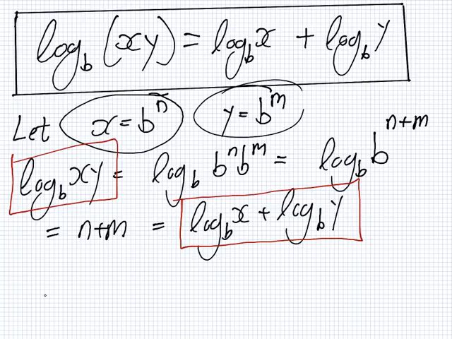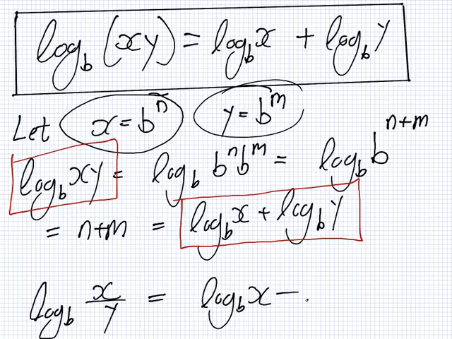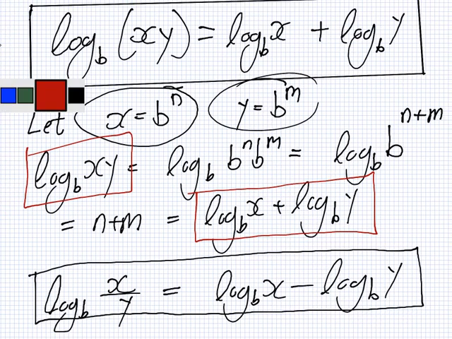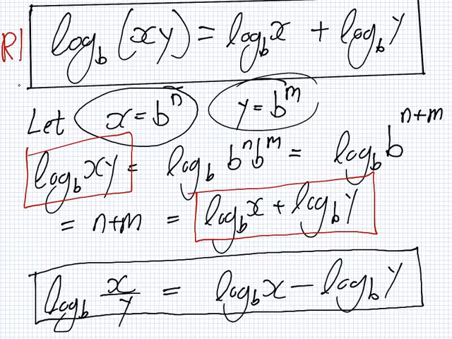Well, I won't scroll down, I'll just write the next rule here. Log_b(x/y). You could probably guess what it is if you didn't even know it. It's minus, isn't it? Log x minus log y. So this is rule number 2. Rule 1, rule 2.